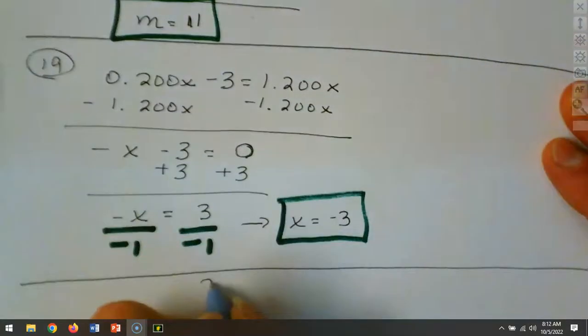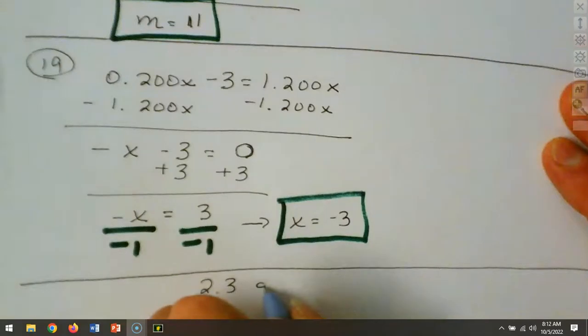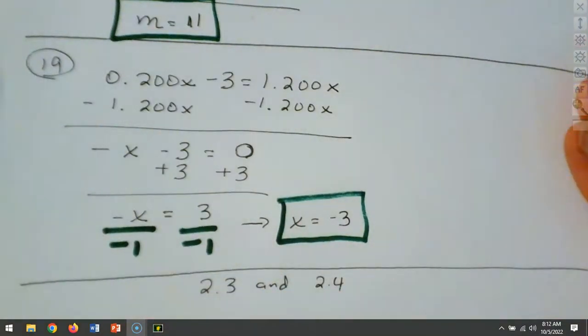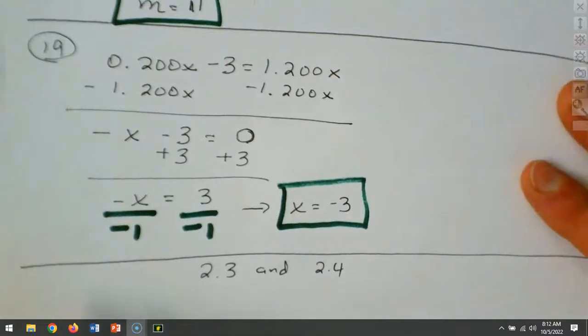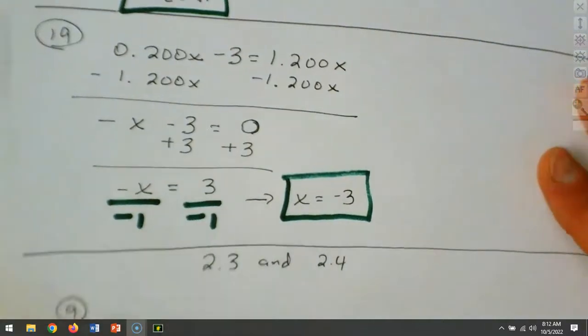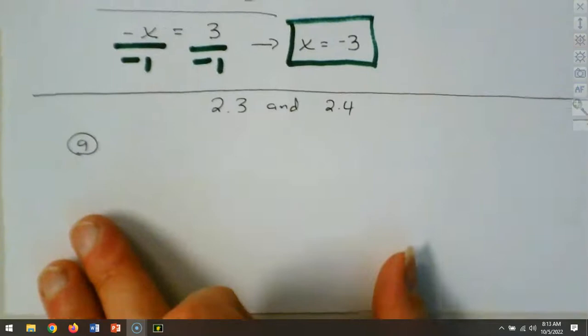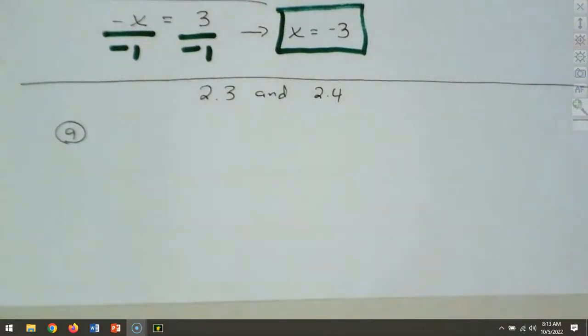Okay. 2, 3, and 4. Yep, no problem. Does that make more sense now? What you want to do is you want to get all the variables on the left, numbers on the right. Now on 2, 3, and 4, let's look at question 9. Now these, some of them may have fractions. Some of them are going to be just working with the parentheses. These are a little bit different. Okay, so question number 9.